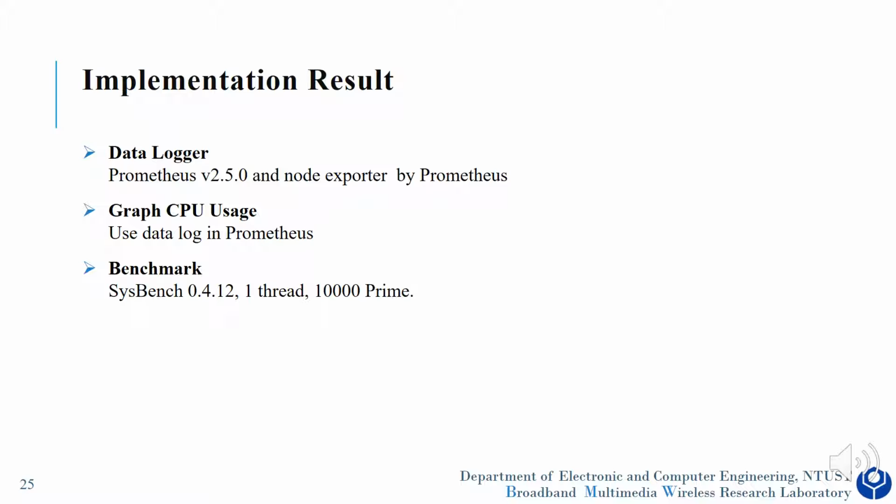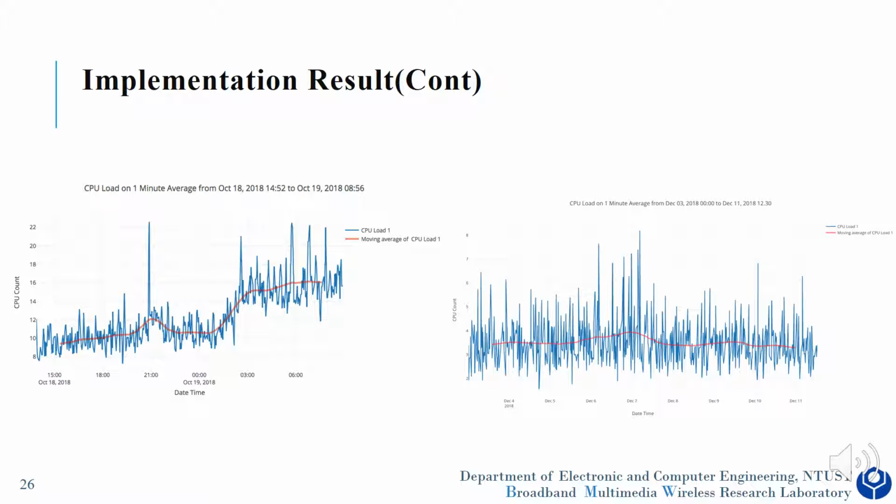In this benchmark, we use a bench 0.4.12 that does one thread calculation for 1000 prime numbers. So for the optimization result, as we can see, the left side is where we are not doing the optimization. This is the data from October 18 to October 19. It's less than 24 hours, where the system is not really stable.